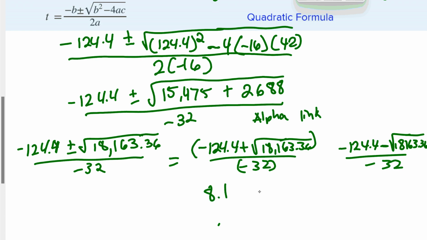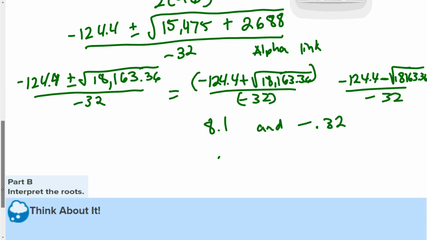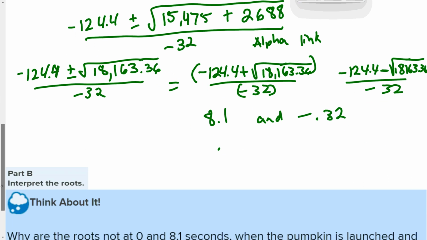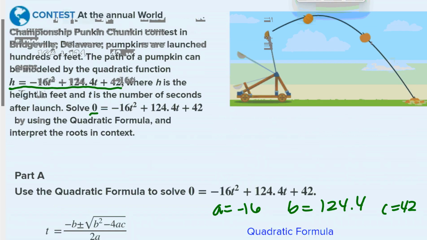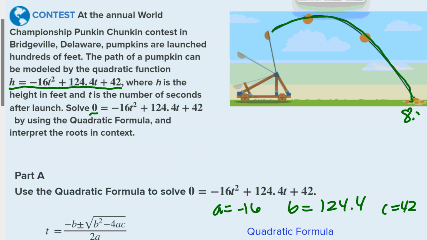8.1 and negative 0.32. So what does this mean in context? If we read our question, it seems like the pumpkin lands at 8.1 seconds, but going backwards, it would also land at negative 0.32 seconds. So that's kind of irrelevant.